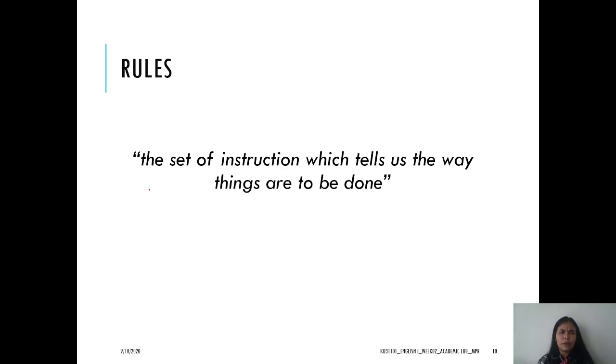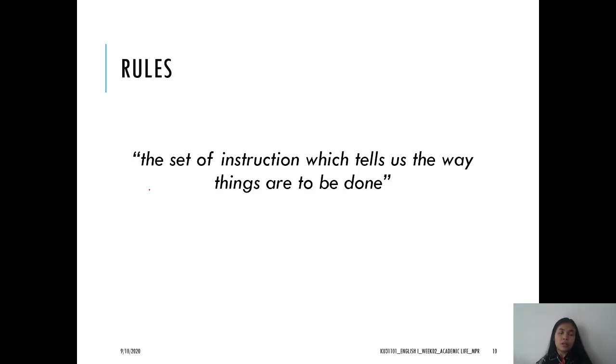Why are we talking about rules in academic life? First of all, let us see the definition first. I want you to stop this recording and then go ahead and read this out loud for the definition of rules. Pause the recording now.